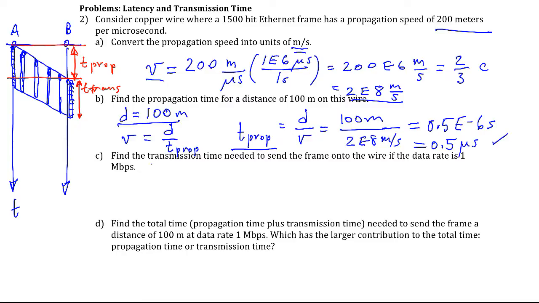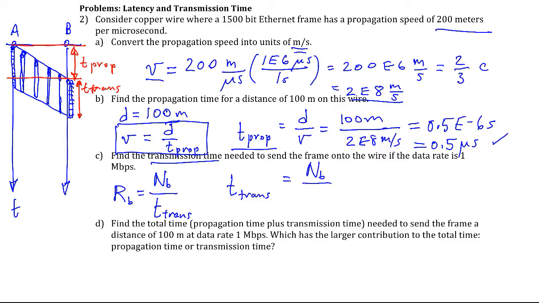Now we're going to calculate transmission time. And now we've got a very similar equation to our velocity equation here, but instead we have a bit rate. For our rate, we have the number of bits in the frame instead of distance, and we have T trans instead of T prop. Solving this for T trans, we get the number of bits in the frame divided by the bit rate, and we have all of those. The bit rate, RB, is 1 megabit per second.